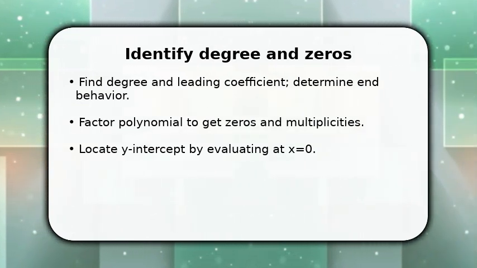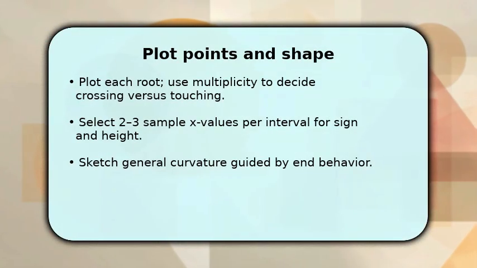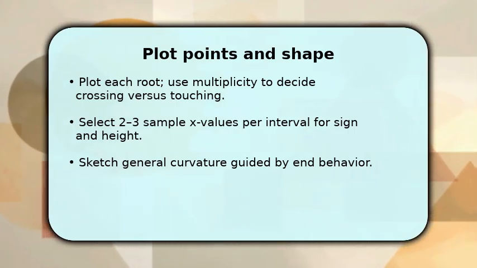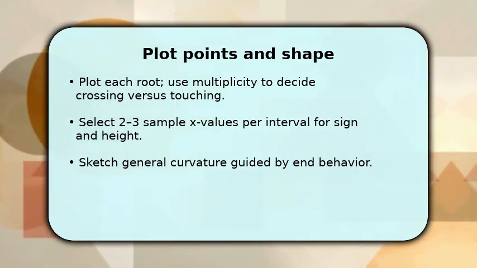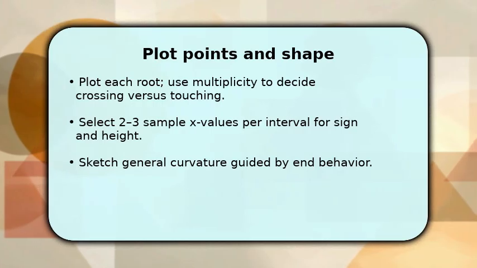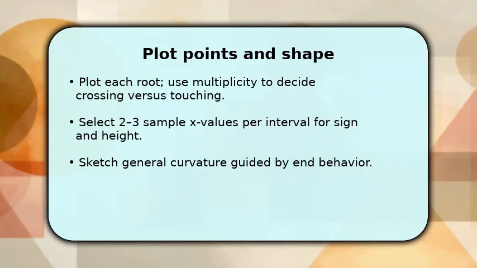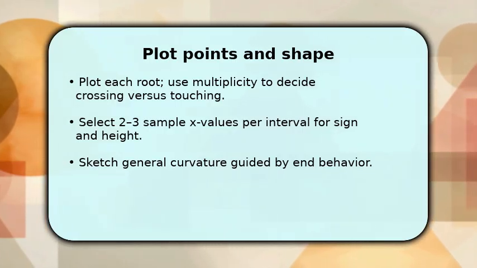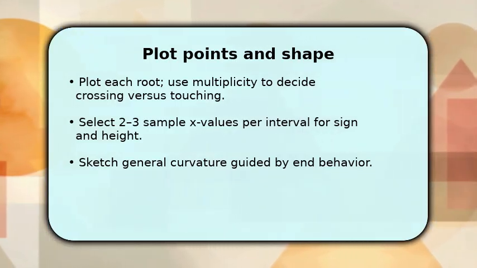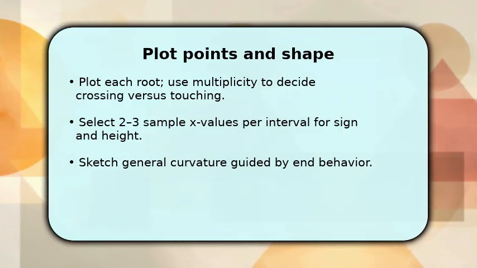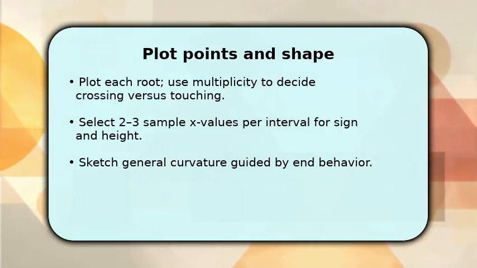Pick 2 or 3 test x values in each interval and evaluate the polynomial to determine whether the graph sits above or below the x-axis. Use multiplicities to decide local behavior at roots: odd multiplicity crosses, even multiplicity touches, and plot a nearby point to show the turn. Also plot a couple extra sample points, especially near suspected turning points. Make sure to keep the overall curvature consistent.